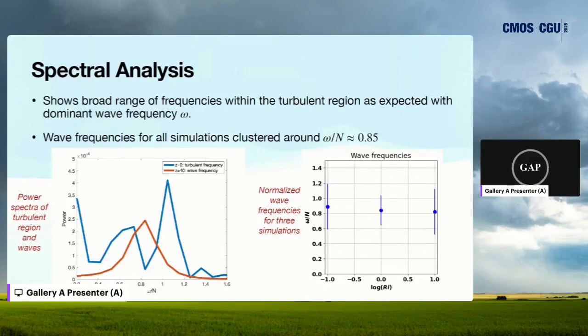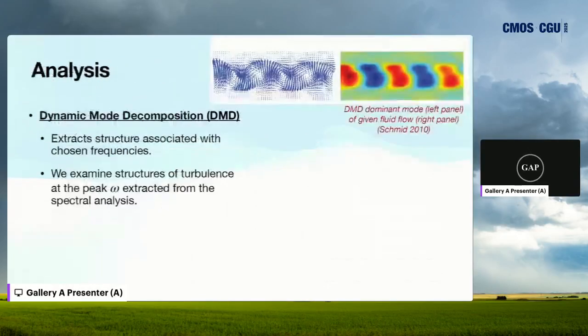This holds true over a variety of Richardson numbers, where we go from, say, a Richardson number of 0.1 to a Richardson number of 1. Regardless of our simulation stratification, we have an omega over N of about 0.85. So now we want to really dig into this behavior. We're seeing this wave frequency selection mechanism, replicating what we expect to see in laboratory experiments.